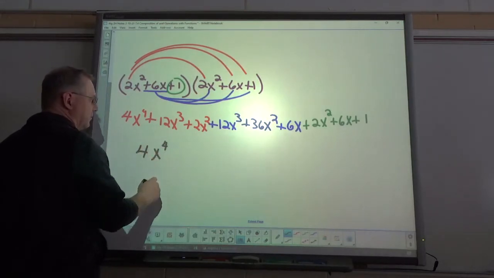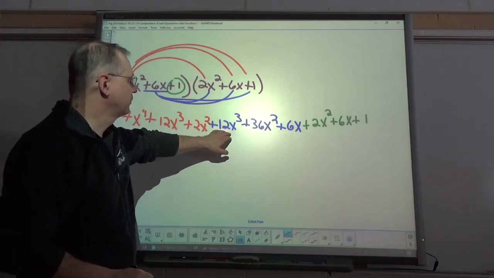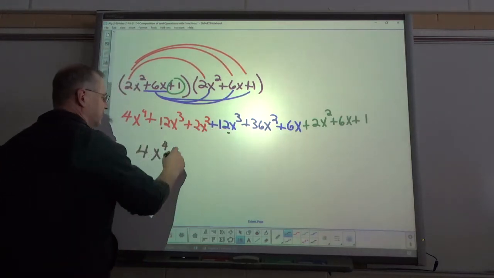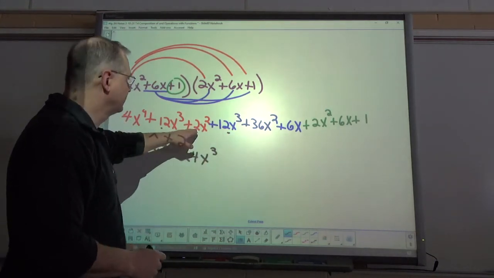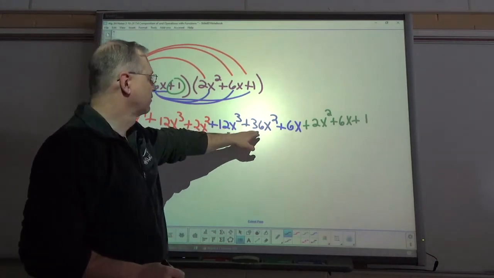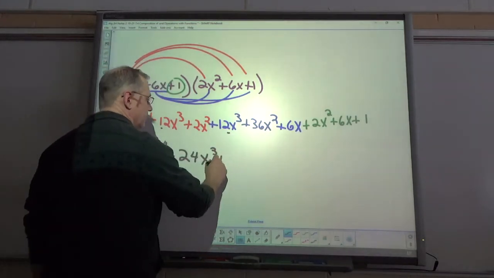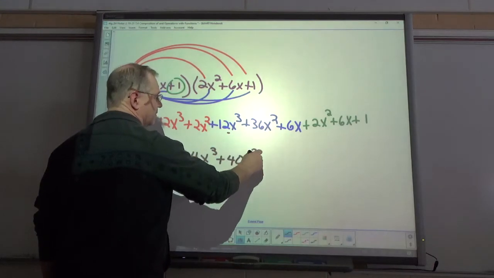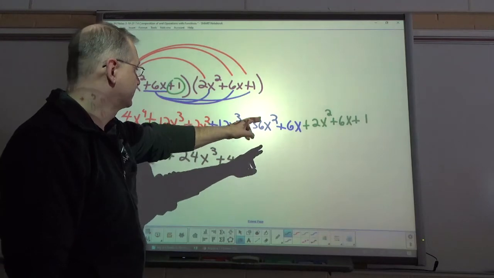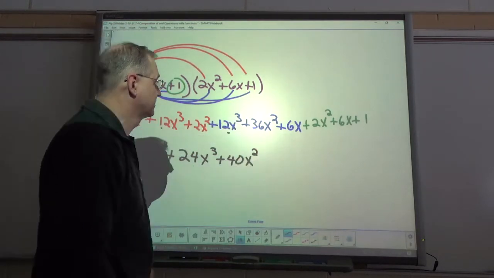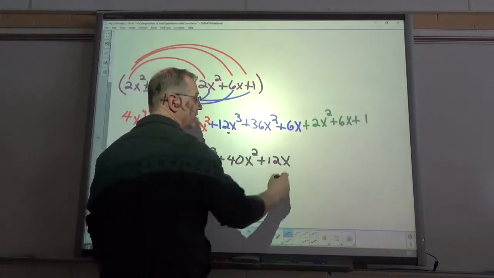4x to the fourth plus, I've got a 12x to the third and a 12x to the third, so that's 24x to the third. I have a 2x squared and a 36x squared and a 2x squared, so that'd be 40x squared. And then I have a 6x and a 6x, which is 12x. And 1.